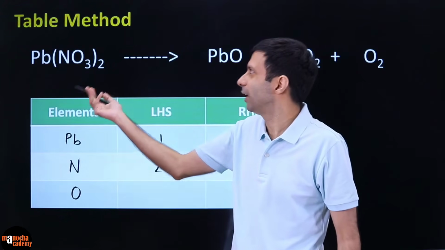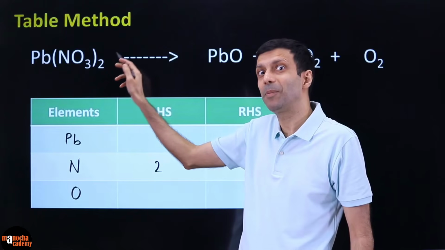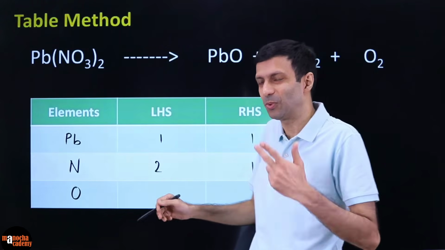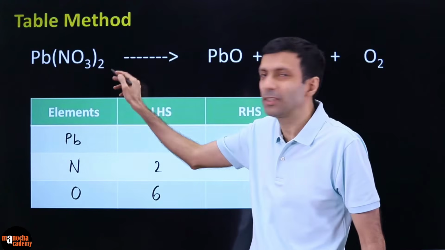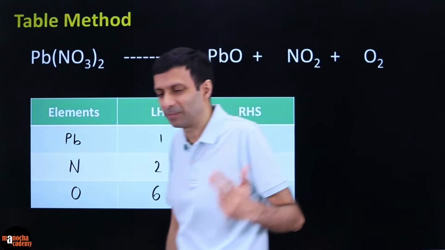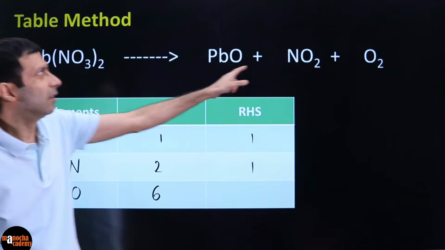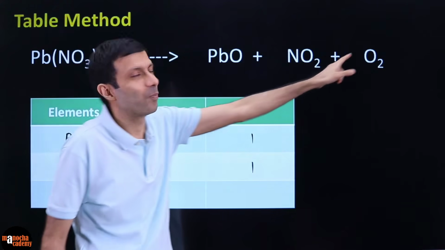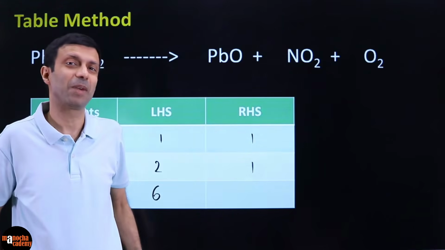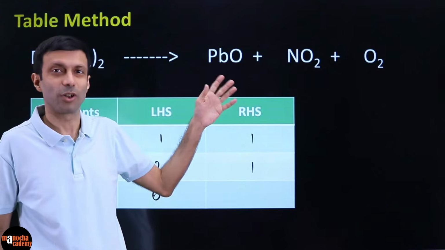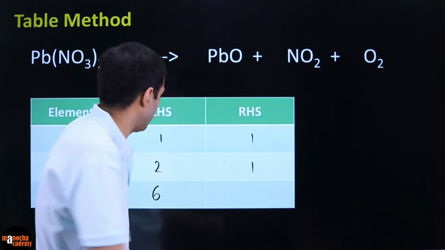How many oxygen on the left? 3 oxygen in nitrate multiplied by 2, because there are 2 nitrates. So 6. Please don't do 3 plus 2. 3 times 2, 6. How many oxygen on the right hand side? 1 plus 2 plus 2. You have to add up all. If the element is present in multiple compounds or substances, you have to add it up. So 1 plus 2 plus 2, 5.